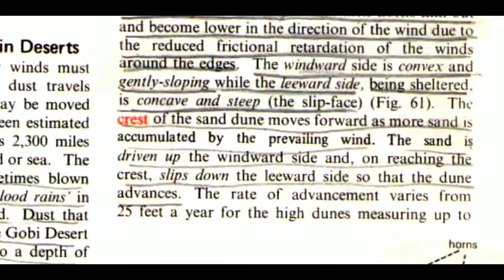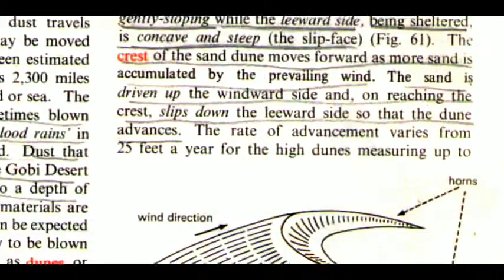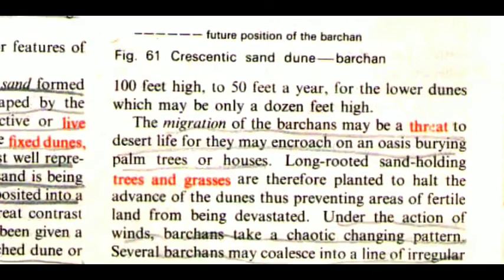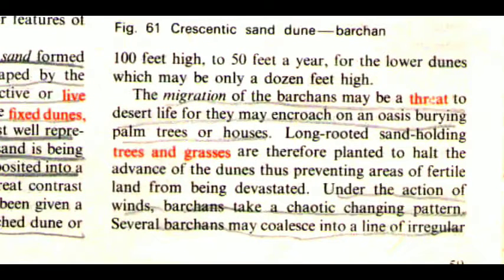The windward side is convex and gently sloping, while the leeward side, being sheltered, is concave and steep, the slip face. The crest of the sand dune moves forward as more sand is accumulated by the prevailing wind. The sand is driven up the windward side and on reaching the crest slips down the leeward side so that the dune advances. The rate of advancement varies from 25 feet a year for the high dunes measuring up to 100 feet high to 50 feet a year for the lower dunes which may be only a dozen feet high.